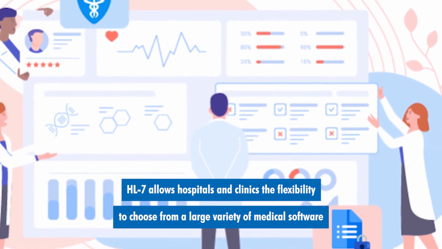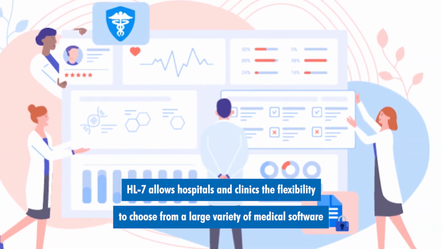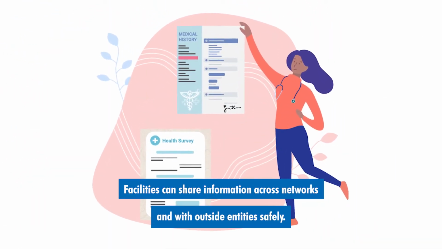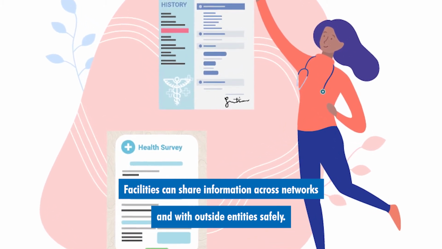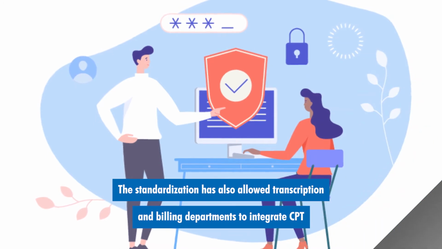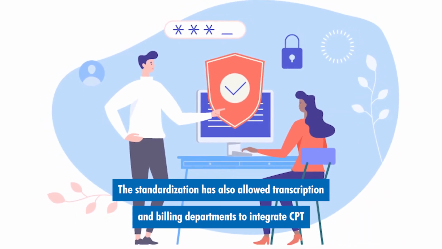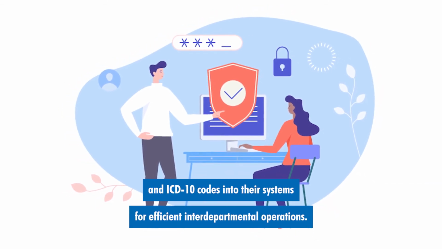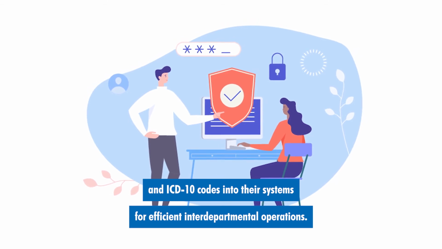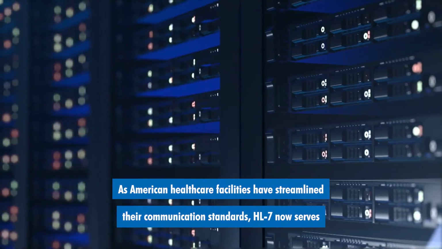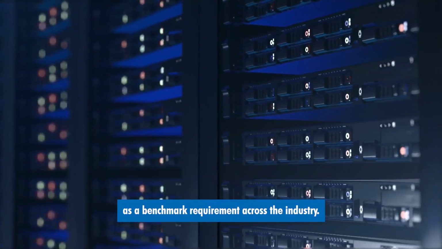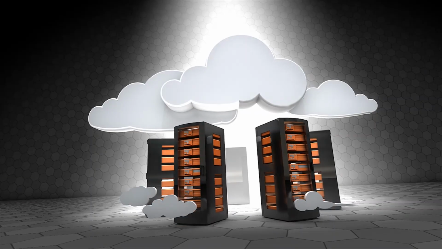HL7 allows hospitals and clinics the flexibility to choose from a large variety of medical software platforms and medical products. Facilities can share information across networks and with outside entities safely. The standardization has also allowed transcription and billing departments to integrate CPT and ICD-10 codes into their systems for efficient interdepartmental operations. As American healthcare facilities have streamlined their communication standards, HL7 now serves as a benchmark requirement across the industry. That concludes this segment on What is HL7?